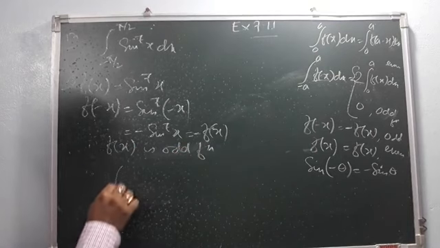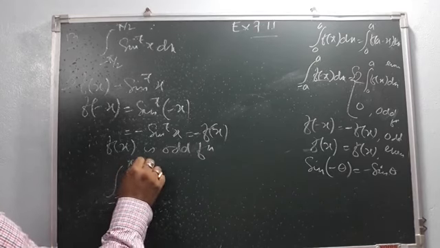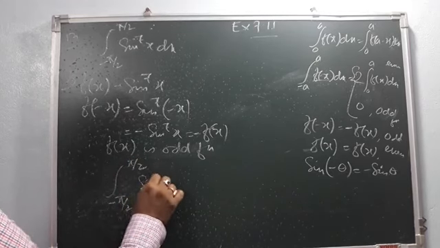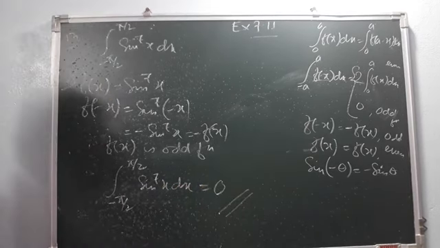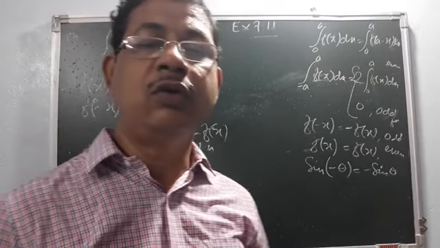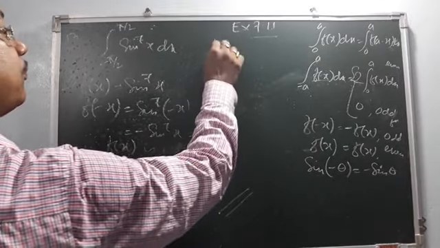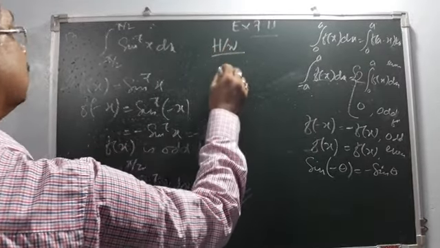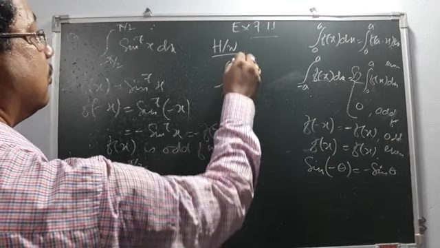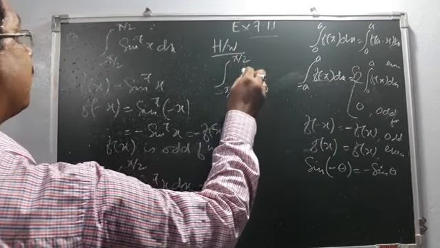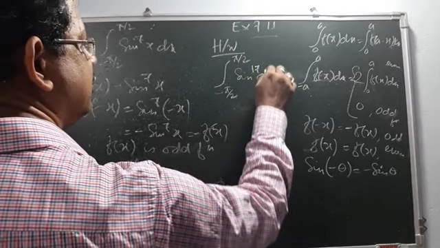Therefore, by the properties of definite integral, we can say that the integral of sine power 7x is equal to 0. So see that the sum is simple. Only we have to know the knowledge of odd function and even function. Now homework: integration from minus 90 to plus 90 of sine power 17x dx.